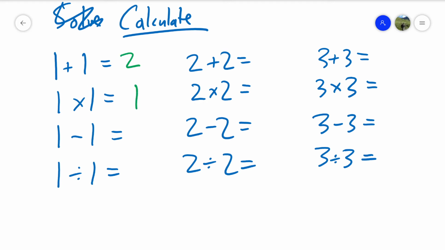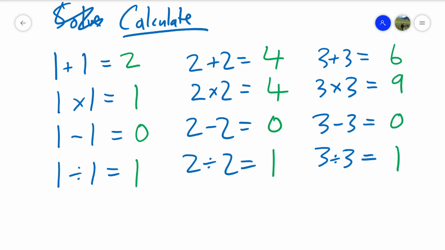2, 1, 0, 1, 4, 4, 0, 1, 6, 9, 0, 1. Let's make some observations. All the bottom row are 1, because if you divide a number by itself, then you just end up with 1. All these are 0, because if you take a number away from itself, you end up with 0.